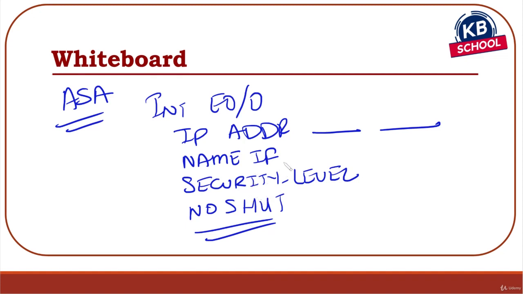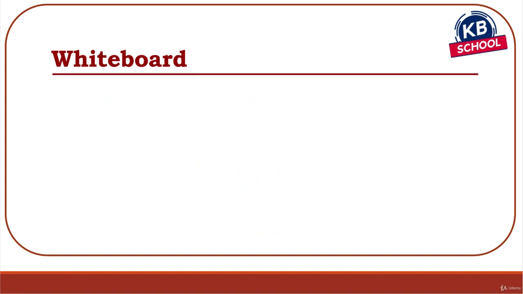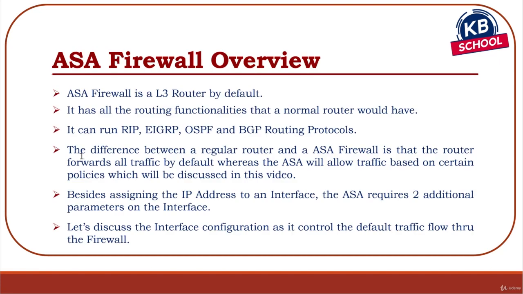Now the security level plays a big part in the default traffic flow, and we'll discuss that as we go through it. So let's take a look at the slide over here. We talked about besides assigning the IP address to the interface, the ASA requires 2 additional parameters on the interface. We'll discuss that in the next slide.